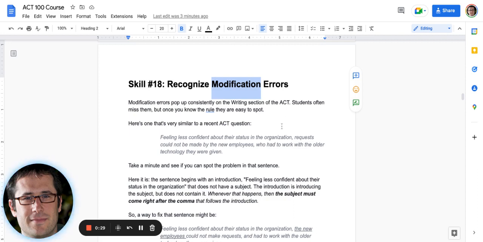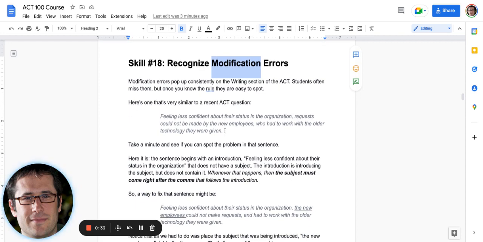So here it goes. Let's start by looking at this sentence. Feeling less confident about their status in the organization, requests could not be made by the new employees who had to work with the older technology they were given. Press pause and see if you can spot the error here. So if you could, great. If you couldn't, here it is.